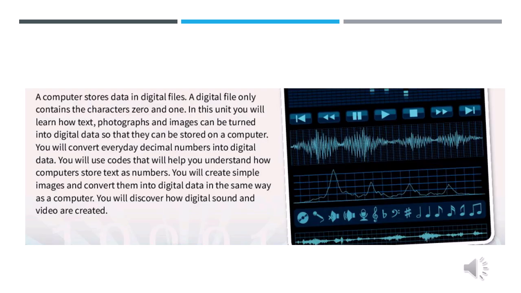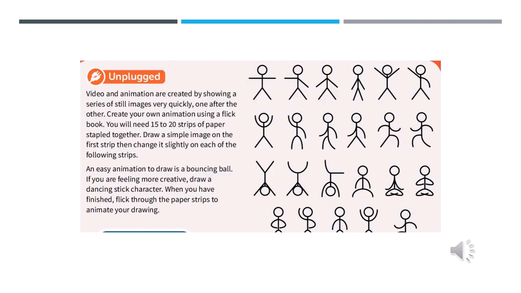So let's start with this. This is an unplugged activity for you. Videos and animations are created by showing a series of still images very quickly, one after the other. Create your own animation using a flickbook. You people have seen a flickbook. It looks like this. You'll need 15 to 20 strips of paper stapled together, and you have to draw a diagram like this on each page, and then flip your book very fast, so you will see that you have made a video series of images.